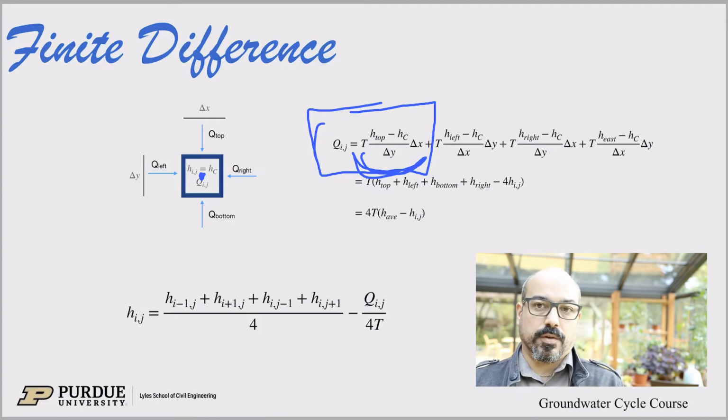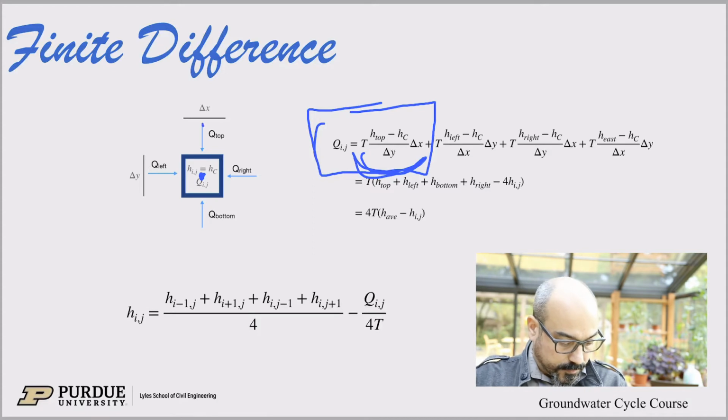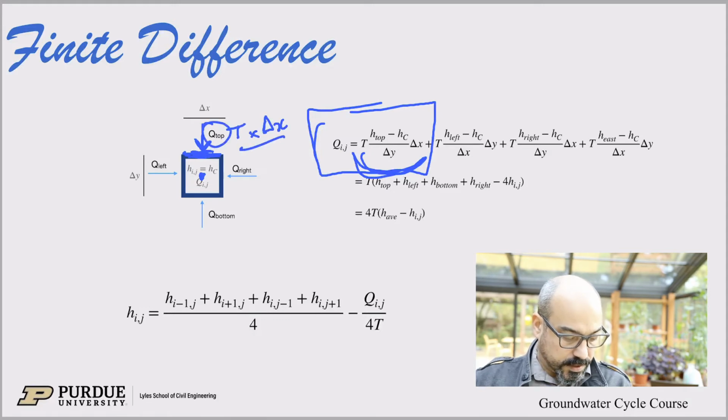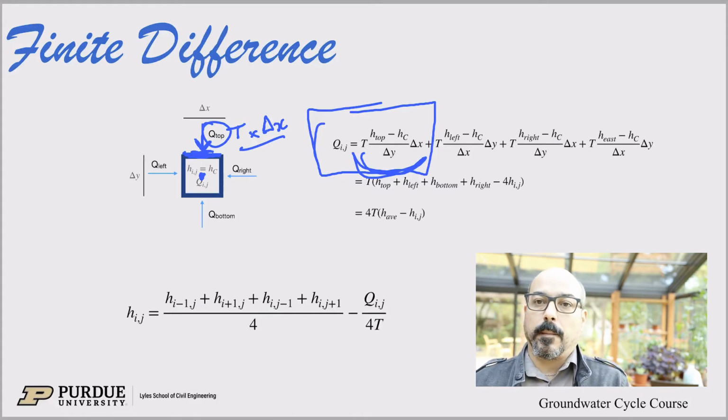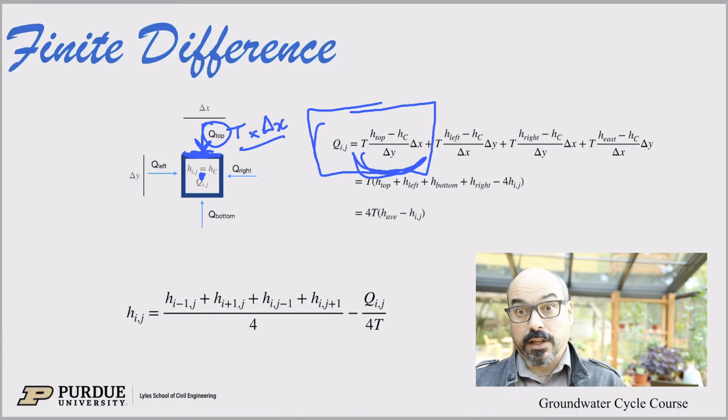Remember that past lecture about the sleeve, right? So now this flow here has to cross this face here. So T times delta X gives us the discharge through that top surface per unit head drop, or per unit hydraulic gradient, right? So we have to add the hydraulic gradient.